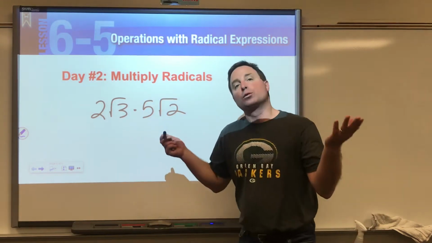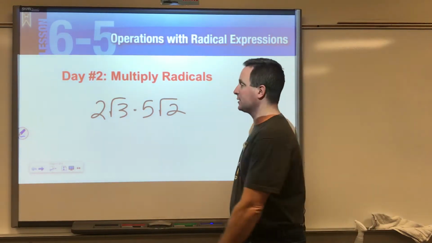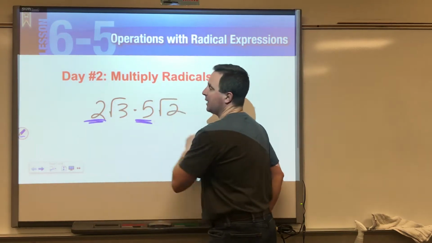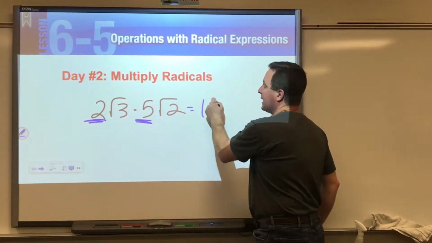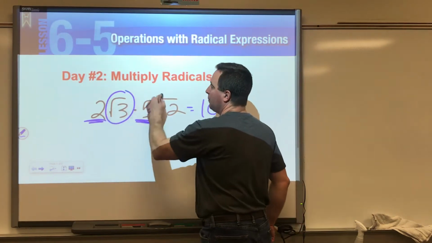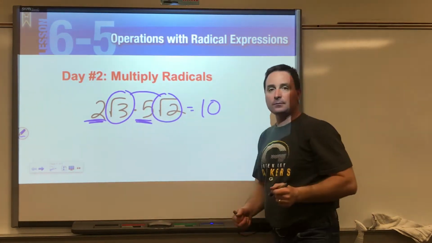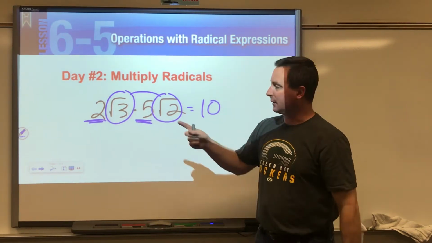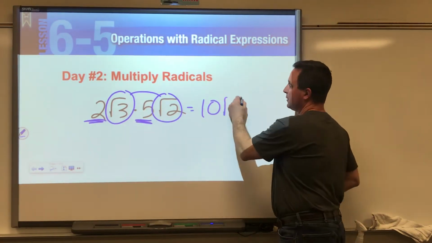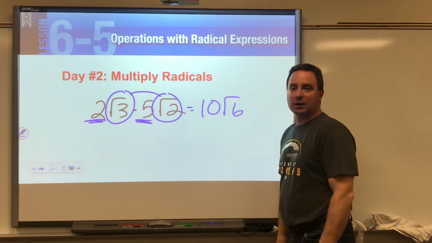And here's a little rule with multiplying radicals together. We can multiply the big numbers with big numbers, as I like to call them. 2 times 5 gives me the 10. And then the radical part with the radical part. Only numbers under the radical can be multiplied with other numbers under the radical. And 2 times 3 is the square root of 6.